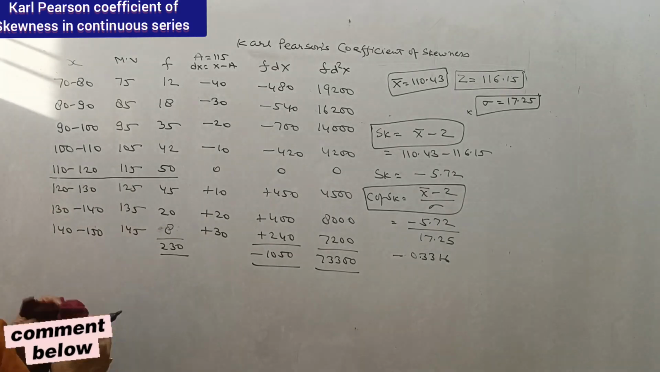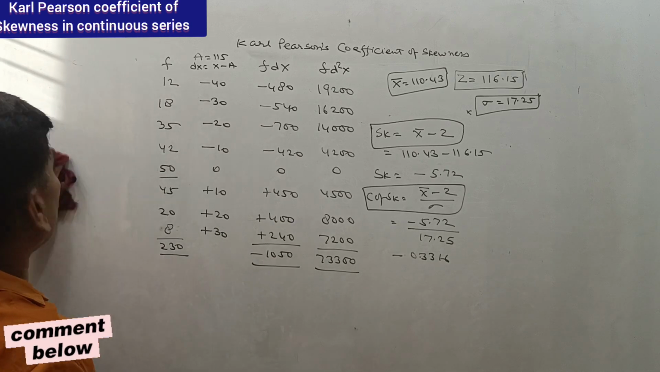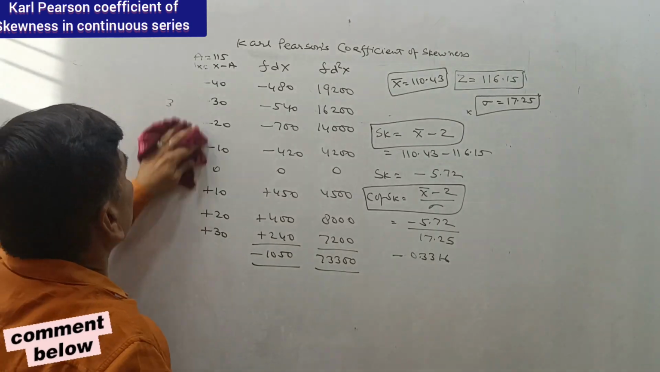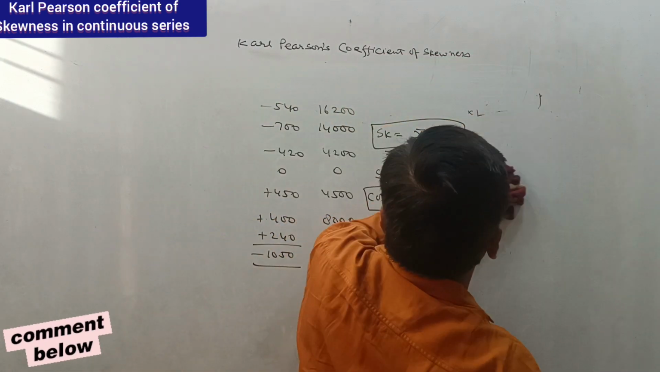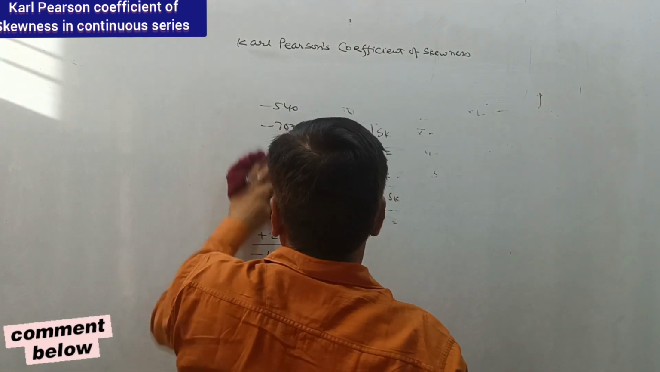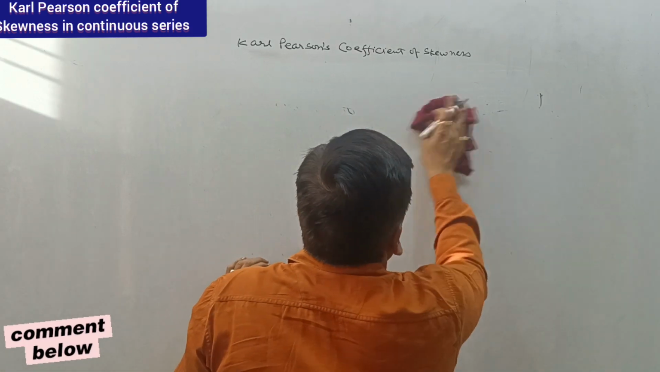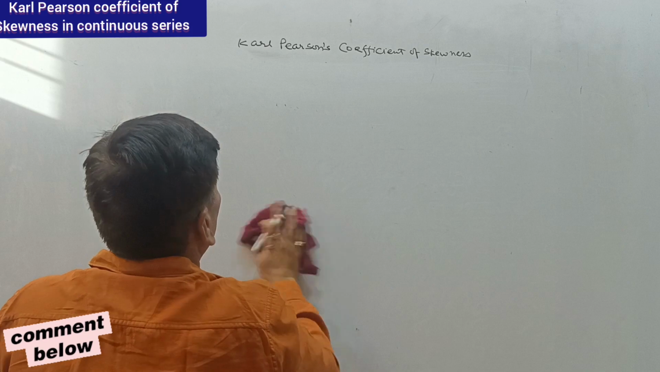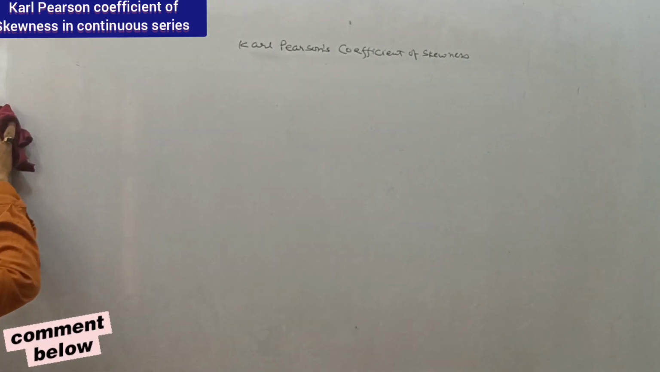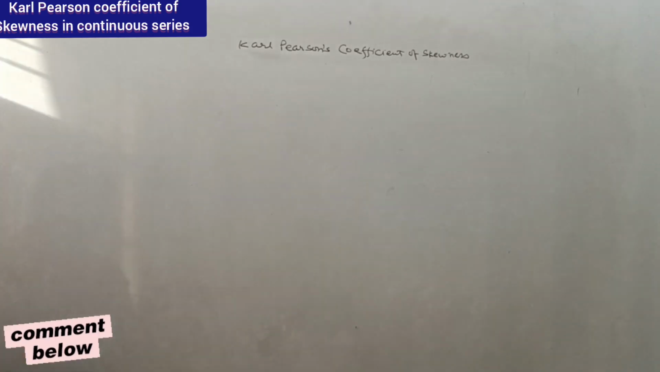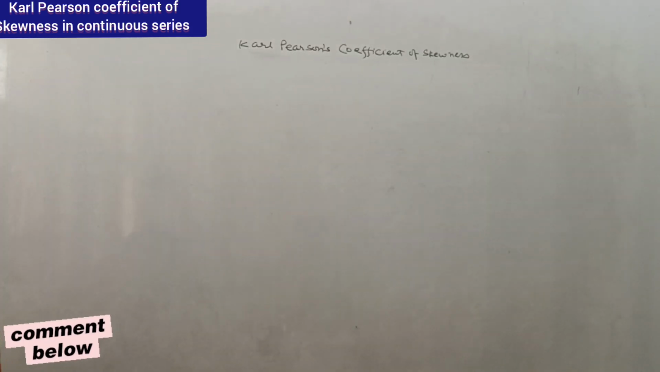I have another question from a continuous series. It may help you to have a command on calculating the Karl-Pearson coefficient of skewness in the case of a continuous series. So I have another question where, if a bimodal series is there, what are we to do? So I am taking a question which is bimodal. It means that the series may have two modes. So what we have to do, we will discuss later.